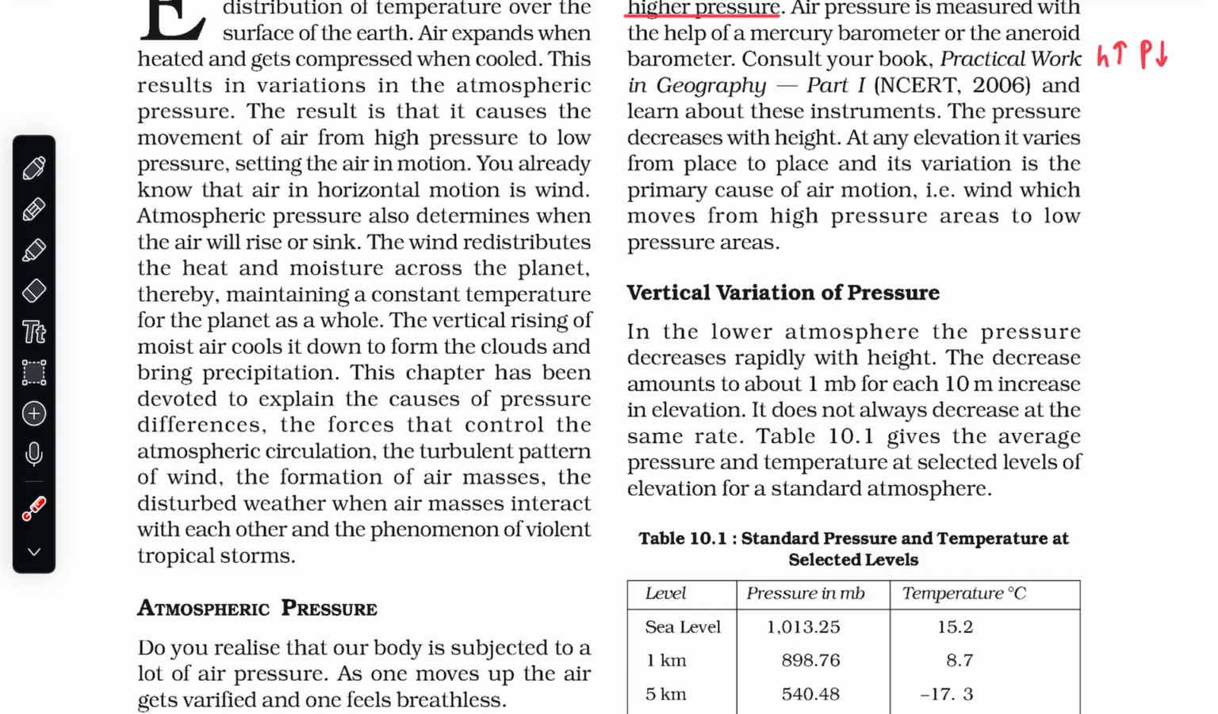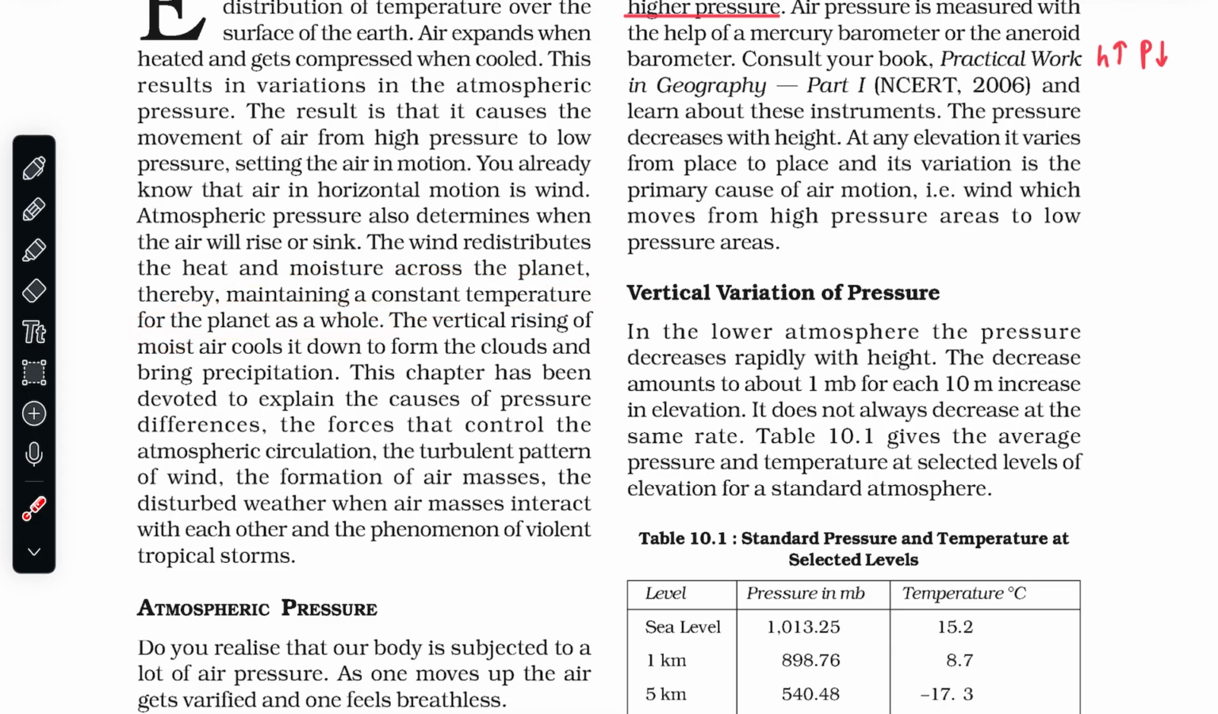So, the air expands when heated and gets compressed when cooled. This results in variations in the atmospheric pressure. The result is that it causes the movement of air from high pressure to low pressure, setting the air in motion. Atmospheric pressure also determines when the air will rise or sink. The wind redistributes the heat and moisture across the planet, thereby maintaining a constant temperature for the planet as a whole.